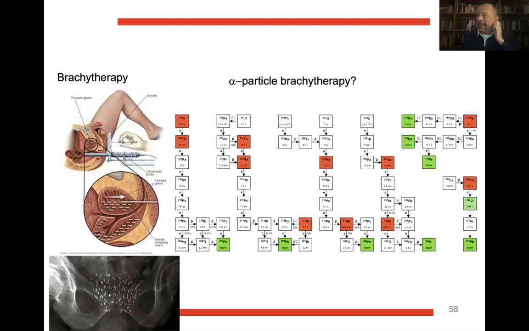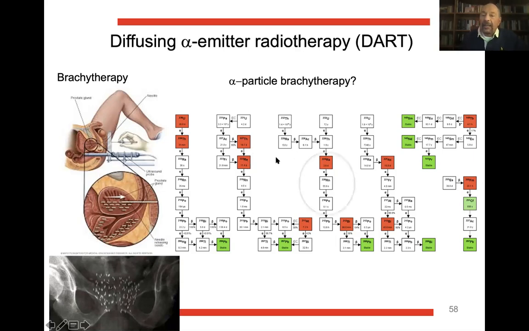Can you do alpha particle brachytherapy? Well, in principle you cannot do it, because the range is too short. You would need one needle per cell. But if you take a chain of decay where it goes into a gas that can diffuse in the tumor, like happens if you use thorium, which decays in radium, then you can find a solution.